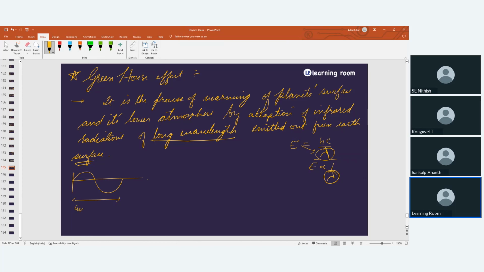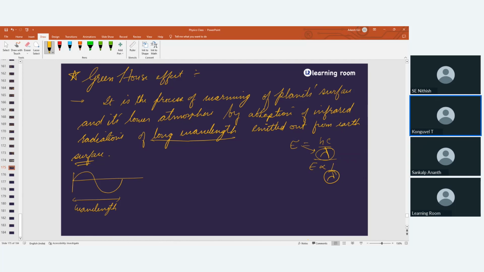This is one wavelength, one crest and one trough. So if long wavelength means what? Low energy waves. Frequency is different. Low energy waves. Understood or not? This is what it wants to tell, that all the energy is in the wavelength, right?